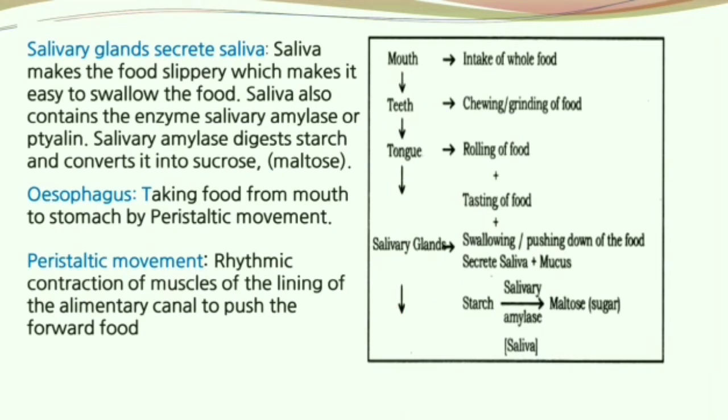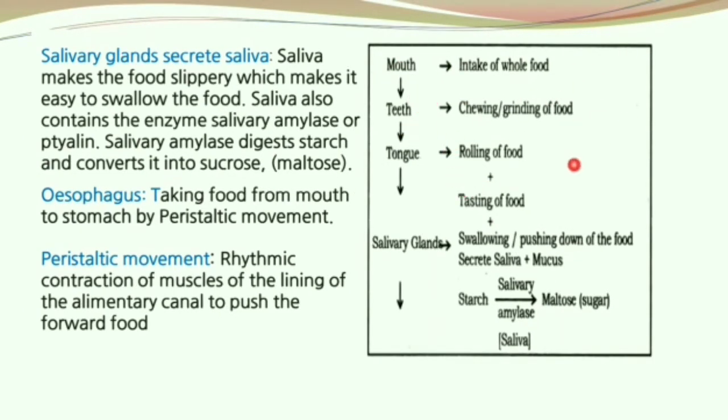To sum up, as I said, the mouth contains teeth, tongue and salivary glands, and to take the food from the mouth to the stomach, we have our esophagus. The mouth helps in intake of food, the teeth help in chewing or grinding, and the tongue rolls the food and helps in perception of taste. Finally, the salivary glands secrete saliva and help in swallowing or pushing down of the food. Over here, the starch gets converted into maltose, a sugar. Finally, the esophagus takes it from the mouth to the stomach via the peristaltic movement.